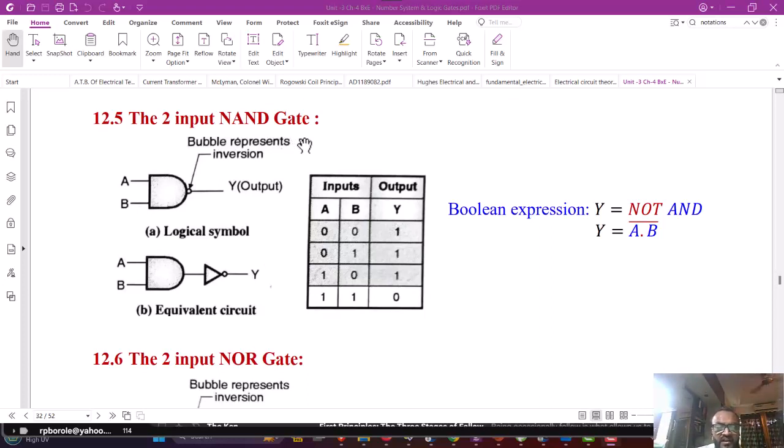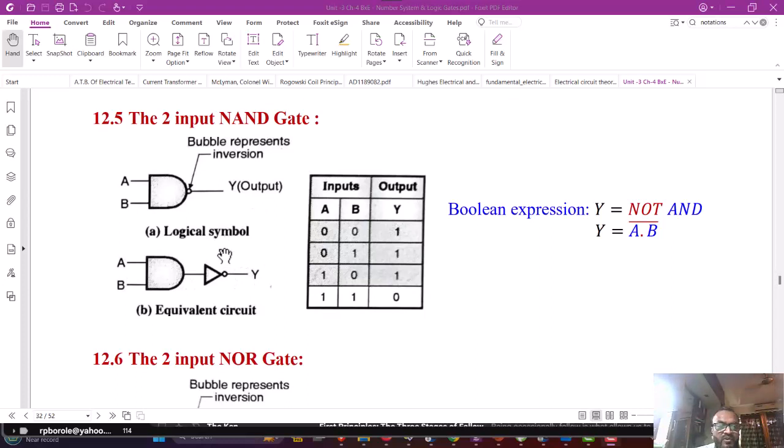Multi-input NAND gates are also available. Let us focus on two input NAND gate. It consists of two inputs. The symbol is shown here. This symbol consists of an AND gate symbol with a bubble at the output. So bubble operation represents the inversion. So Y is equal to not AND of A and B. That is called NAND of A and B.